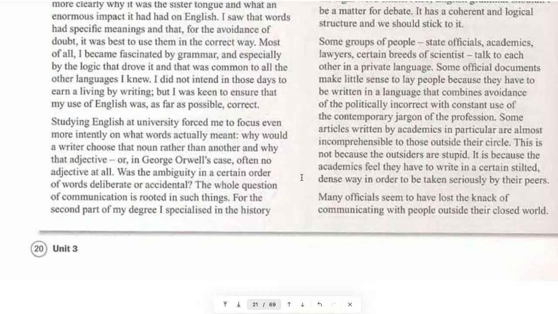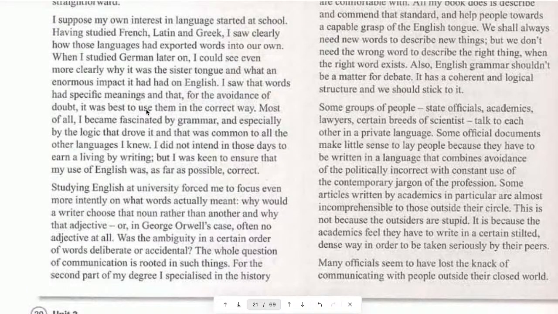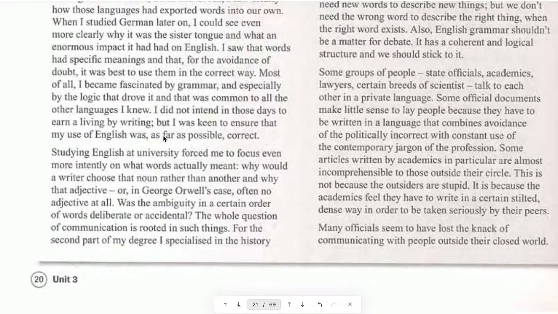Who knows? Who knows? Please tell me. Where? Guys.